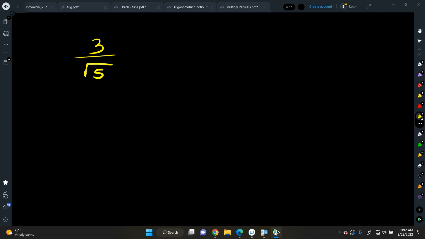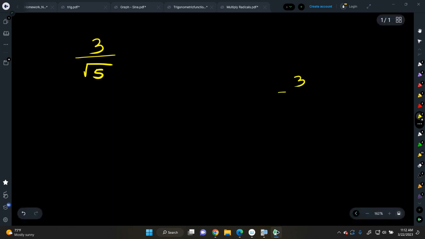Let's say that we have 3 divided by the square root of 5. Okay? Just like with fractions, we can't have a fraction in the denominator.